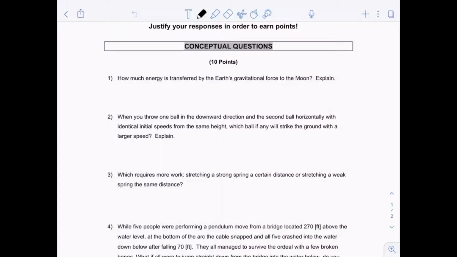How much energy is being transferred to the Earth? How much energy is transferred to the moon by the gravitational force from the Earth? It's got to be none. I think most of you guys got that right.